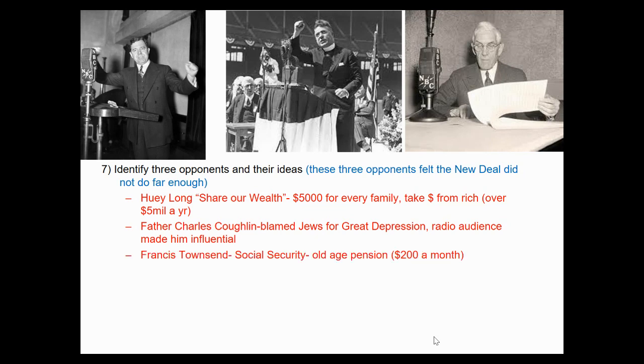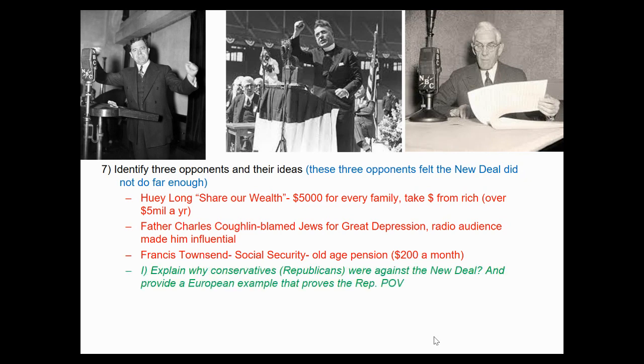A more benevolent person was Dr. Francis Townsend out of Long Beach, right? His idea was Social Security, which FDR is actually going to implement. And his idea was $200 a month for all elderly people. The only stipulation was that you had to spend the money. Now, those are the liberals.